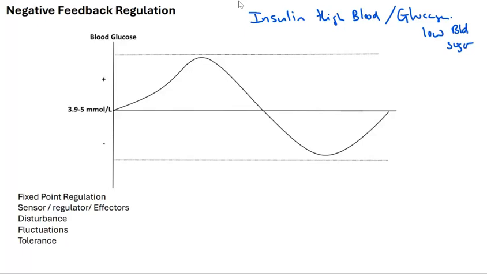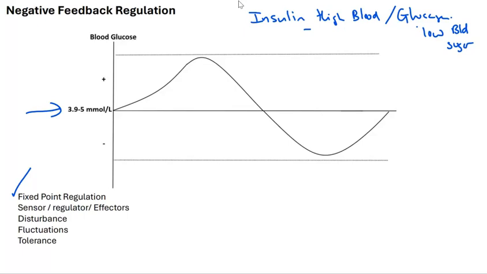Now, the function of these two hormones is in concert. They act to maintain the blood sugar level at a near constant level, which is between 3.9 and 5 millimoles per liter, 3.9 and 5 millimoles of glucose per liter of blood plasma. And this is the fixed point, which is characteristic of negative feedback systems.